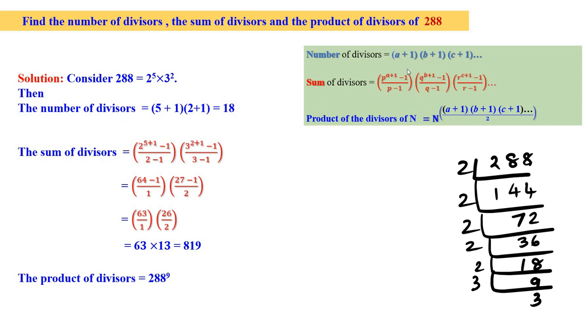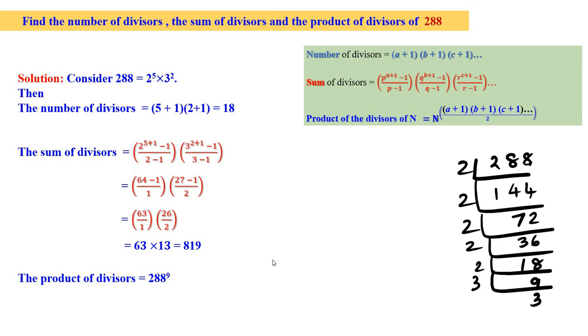For the sum of divisors, again we have to make use of this formula. We have only two primes, 2 and 3, where a is 5 and b is 2. On simplification, 2 raised to 6 is 64, and here 3 cubed is 27. This simplification gives you 63 into 13, that is 819. And the number raised to the number of divisors divided by 2 will give you the product of divisors.